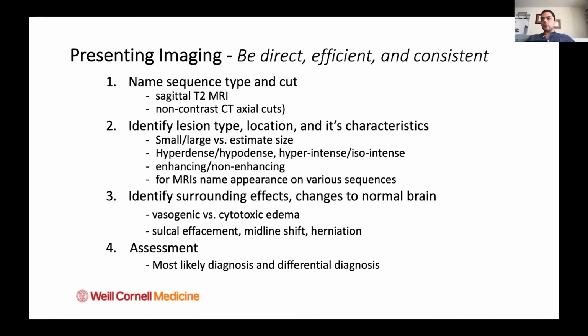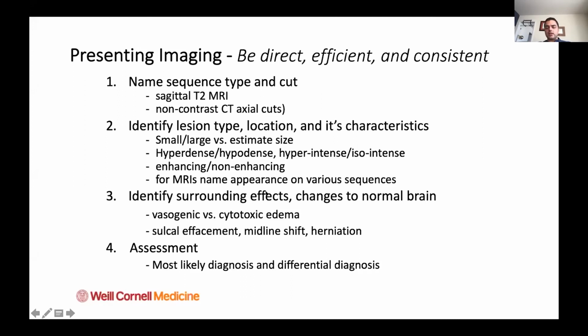Estimate the size. After a certain point, you're going to be able to just look at something and be like, oh, that looks about like 2 to 3 centimeters, okay? Is it hyperdense or hypodense if you're talking about a CT scan? Or is it hyperintense, iso-intense? That's another term. If it looks similar to brain, but slightly abnormal, you can say iso-intense or isodense.